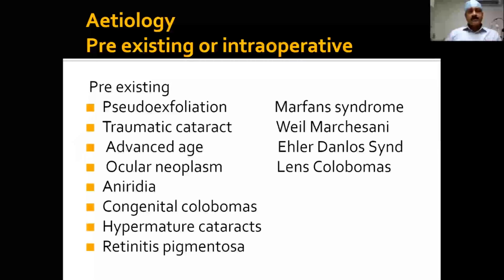Let's look at the etiology first. There are certain conditions which predispose to zonular damage: pseudoexfoliation, traumatic cataract, advanced age, ocular neoplasms which have been operated, aniridias, lenticular colobomas, hypermature cataracts, retinitis pigmentosa, conditions like Marfan's, Weill-Marchesani, Ehlers-Danlos, lens colobomas.